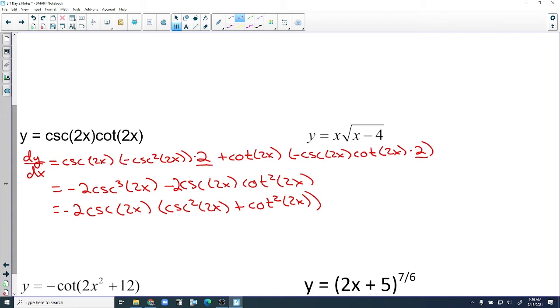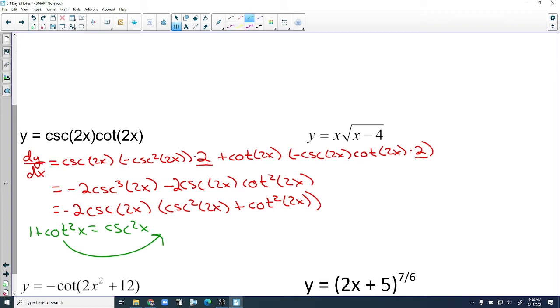That's really close to a Pythagorean identity. 1 plus cotangent squared is equal to cosecant squared. So if I move that over, it'd be cosecant squared minus cotangent squared. But in ours, it's a plus. So that is not 1.